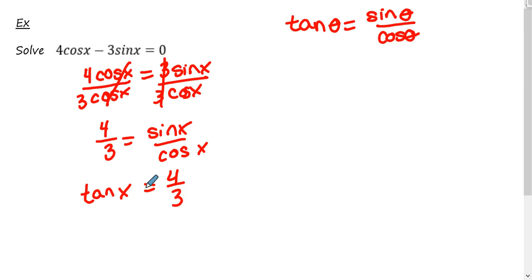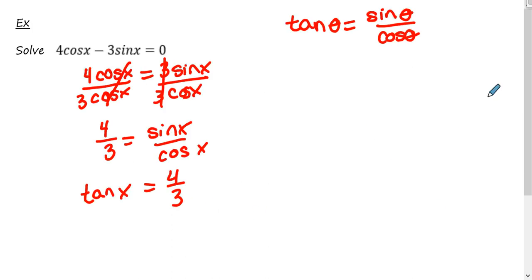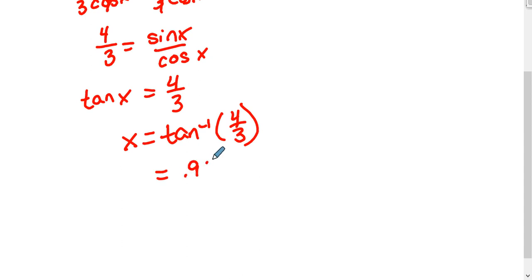Okay, so 4/3 is not a measurement on your unit circle, just like our warm-up, 0.6 was not a measurement on the unit circle. So I have to go to my calculator to figure out what my angle measurement is. I'm going to have to do inverse tangent. When I do inverse tangent of 4/3, we end up getting 0.927.